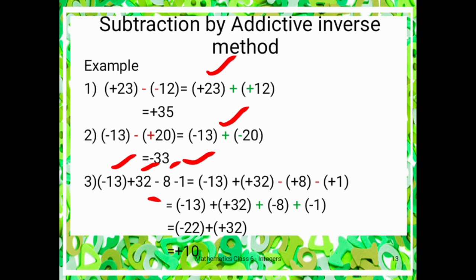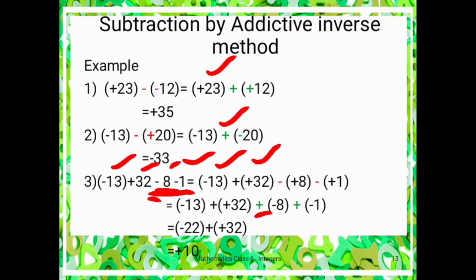Then plus 32 is also same as the question. Then here comes the change. Minus 8 minus 1. Here the subtraction operation, we have to change it to plus 8. Okay, here I have written the question as such with the brackets in order to reduce the confusion.